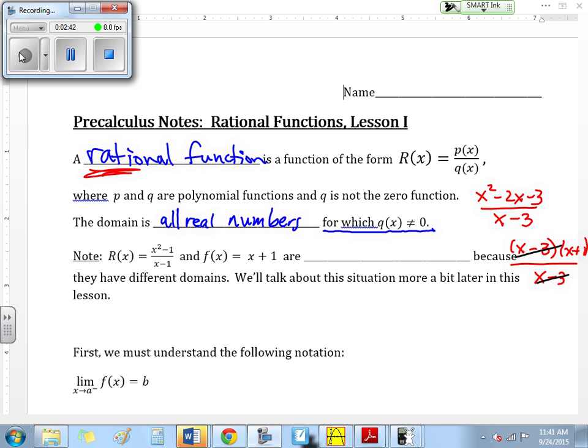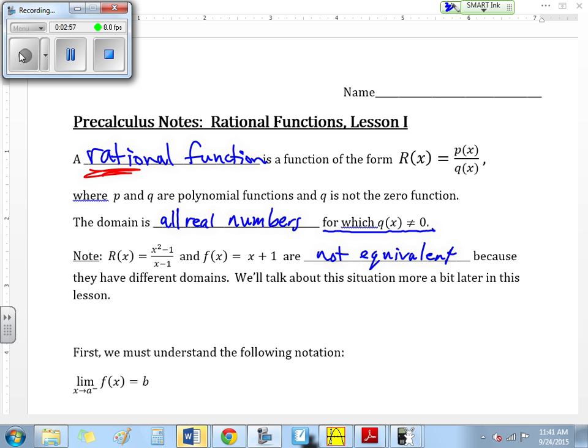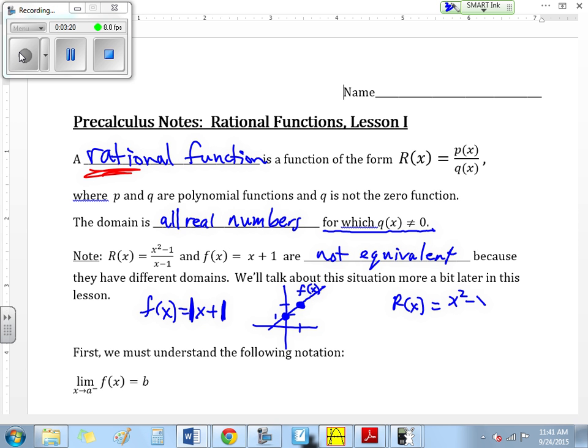Okay? So it's very important you understand, for example, down here on this little note, that x squared minus 1 over x minus 1 and x plus 1 are not equivalent functions. These are not the same thing at all. Because f of x equals x plus 1 is just a line, obviously. It has a slope of 1, and it passes through y equals 1. Right? This is f of x. Slope 1, y-intercept 1.